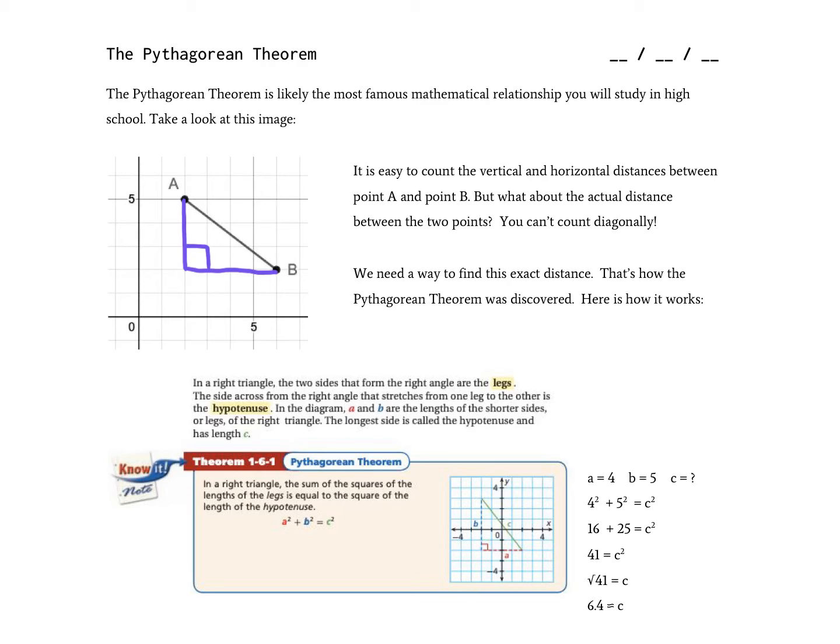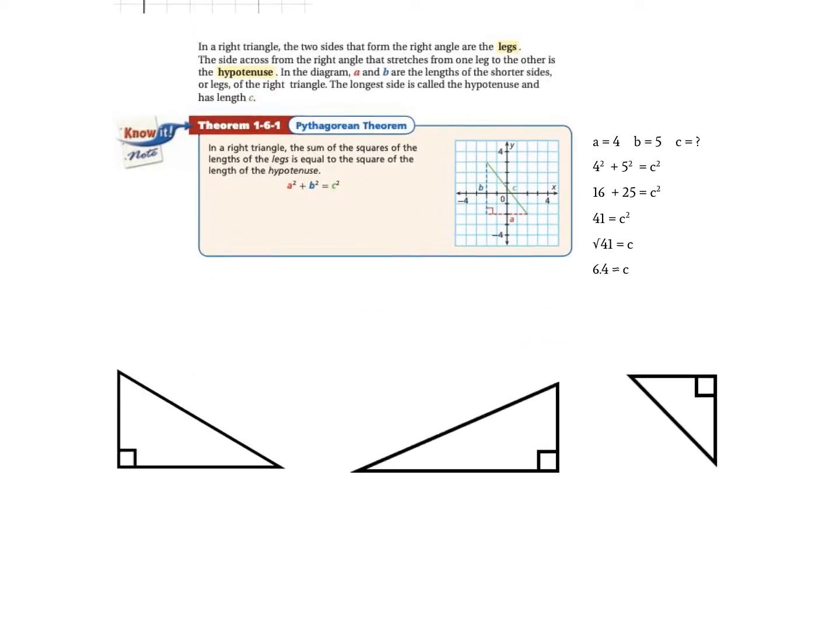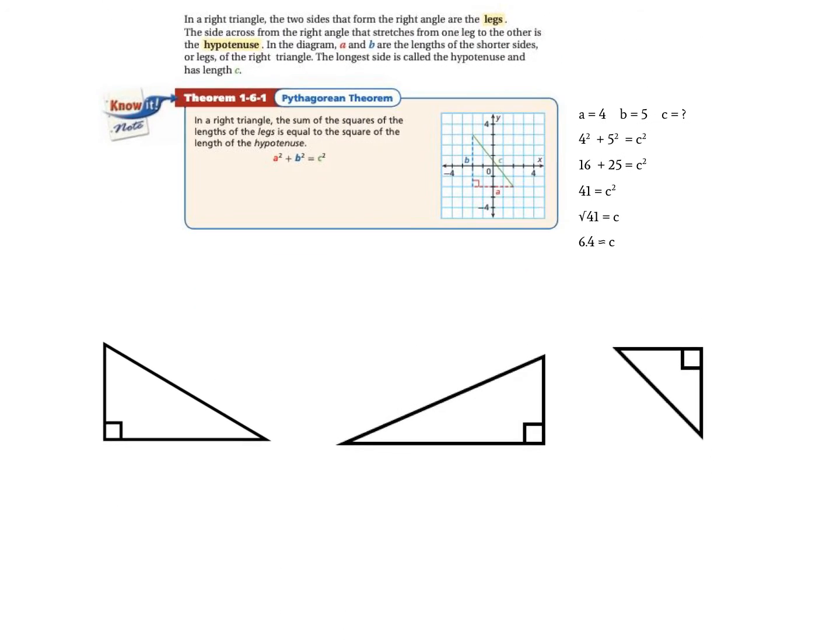So to start, all we're going to do is label hypotenuse versus leg. The legs connect and form the right angle. So I know that's a leg and that's a leg, which means the longest side, the side across from the right angle, is the hypotenuse. All right, so try the other two and then check back in.